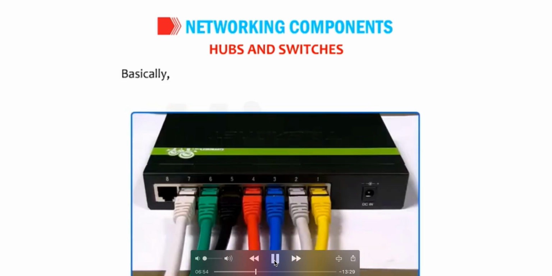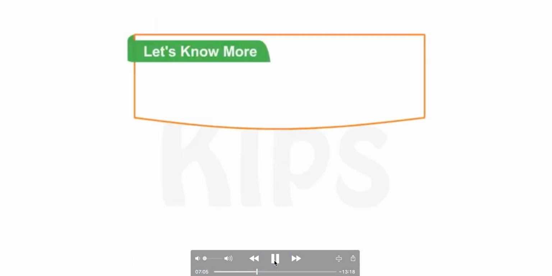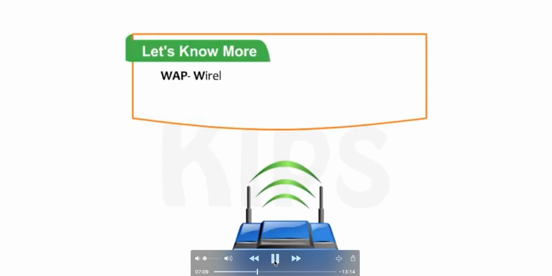Basically, a switch or a hub is a box with a set of RJ45 ports. You might have observed this in your lab also. I think you have seen these switchboards which are connected with RJ45. Now, each computer on the network is connected to the hub or switch via the Ethernet cable. Let's know more. Okay, please make a point.